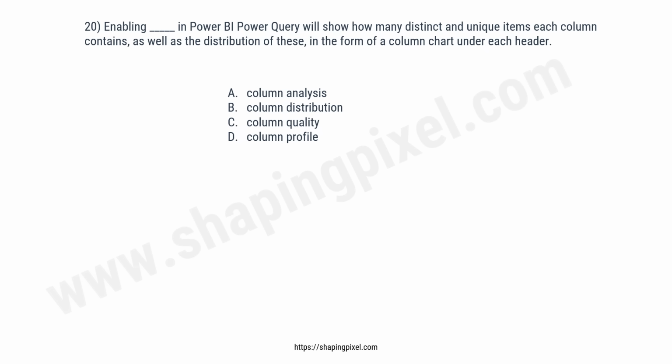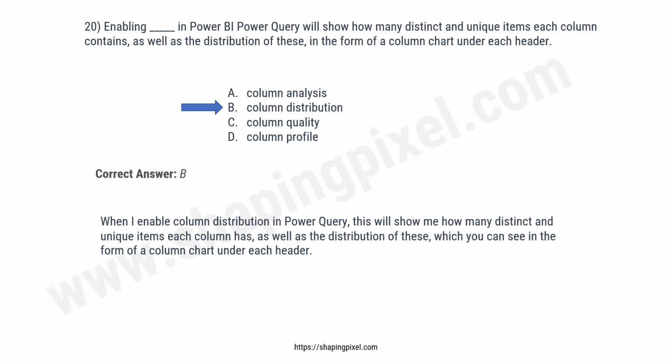So question number 20. Enabling dash in Power BI Power Query will show how many distinct and unique items each column contains, as well as the distribution of these in the form of a column chart under each header. And we have four options: column analysis, column distribution, column quality, and column profile. So let's see, the right answer here is option B, column distribution. When I enable column distribution in Power Query, this will show me how many distinct and unique items each column has, as well as the distribution of these, which you can see in the form of a column chart under each header.